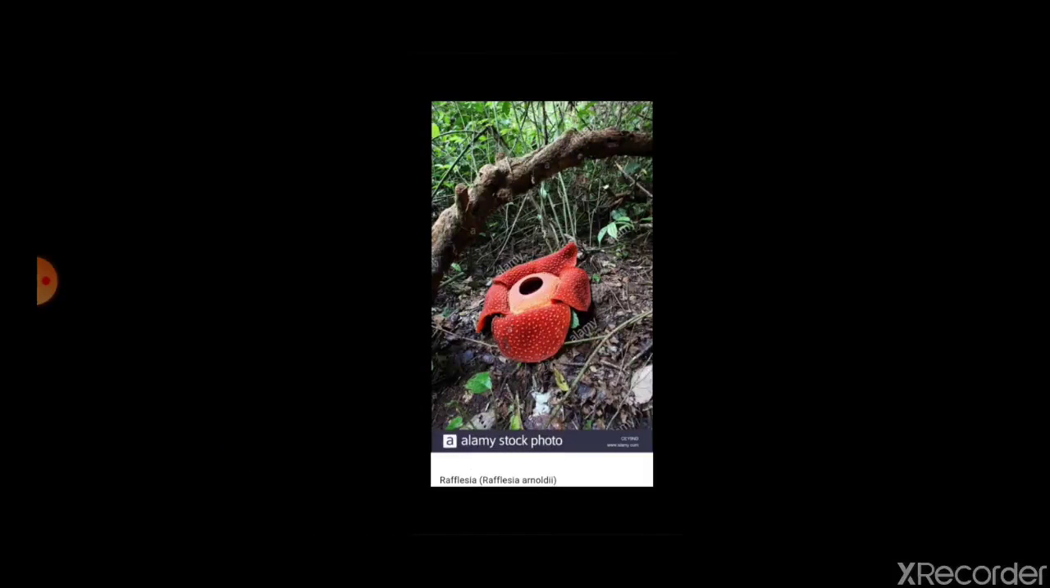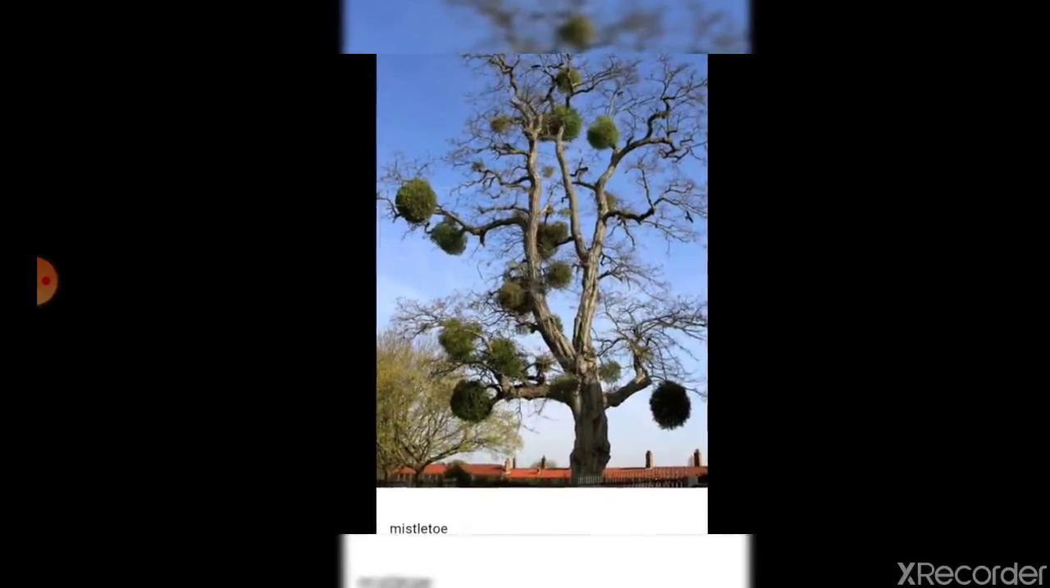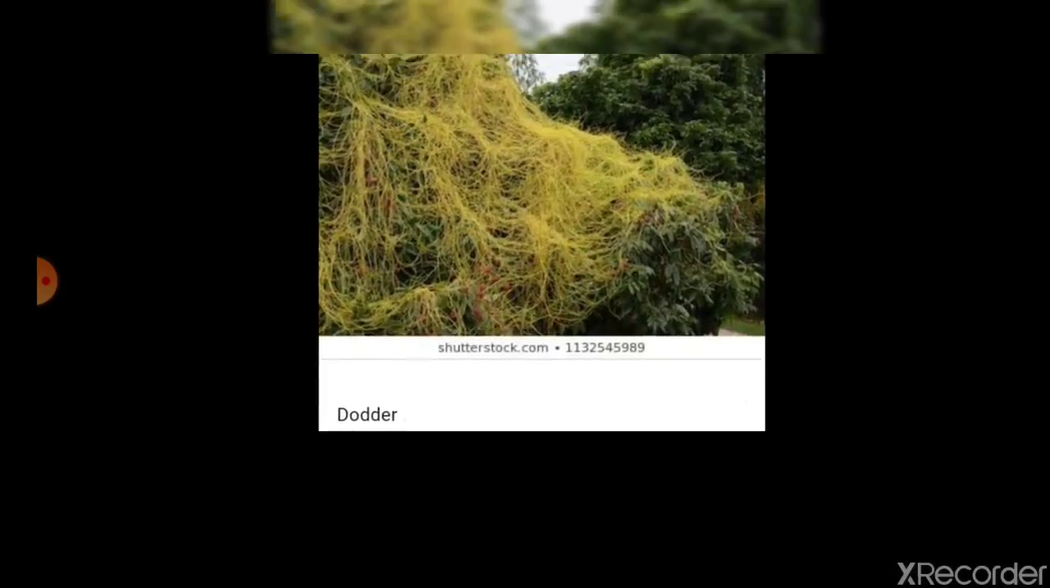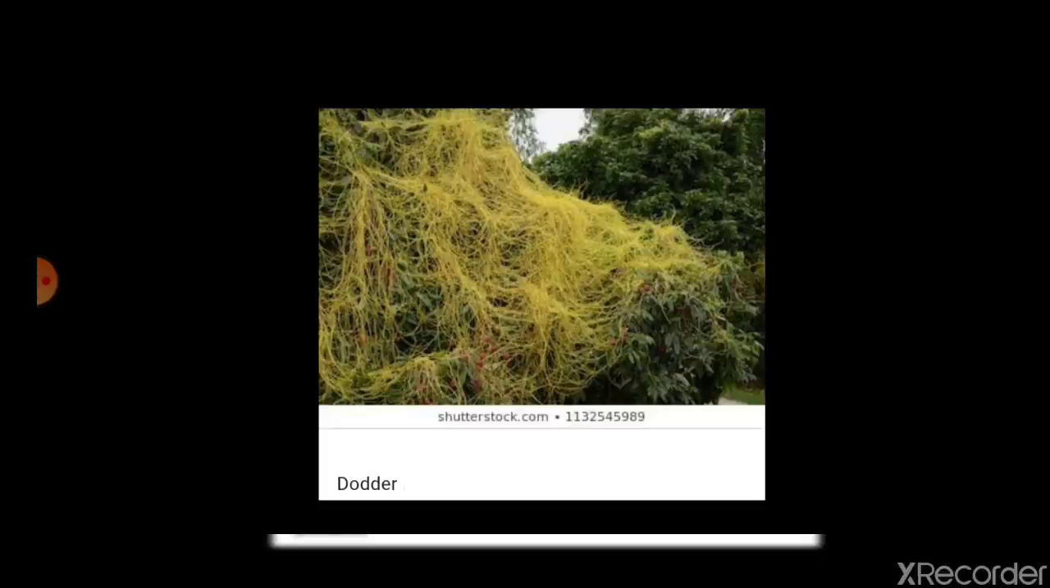Plants such as Rafflesia, Mistletoe, are examples of parasites. They live as parasites on other plants. Dodder or Cuscuta is also an example of parasitic plant.